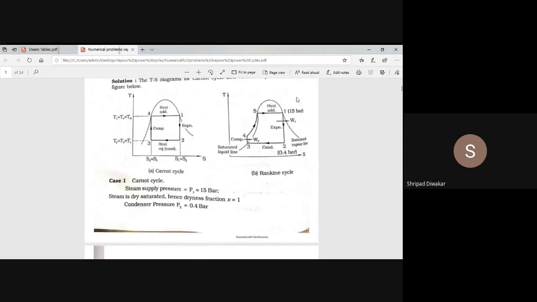And at point 2, what is point 2? At point 2 the pressure decreases. At point 1 we have a pressure of 15 bar. At point 2 we have a pressure of 0.2 bar. Now once again you refer to the steam tables corresponding to a pressure of 0.2 bar. We are getting the values as HF2.